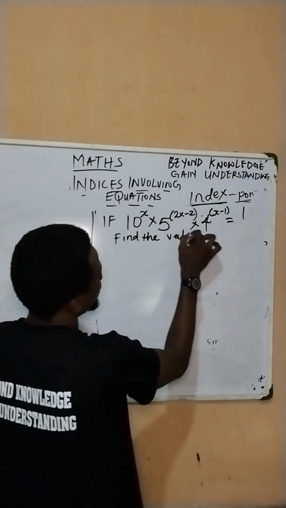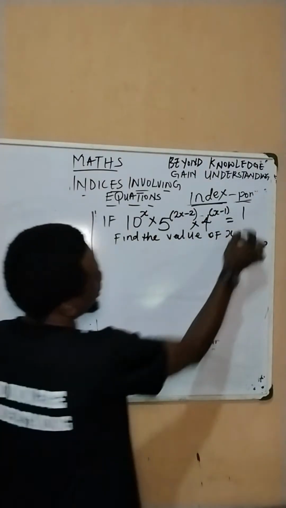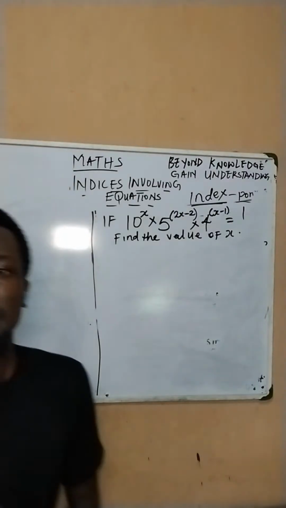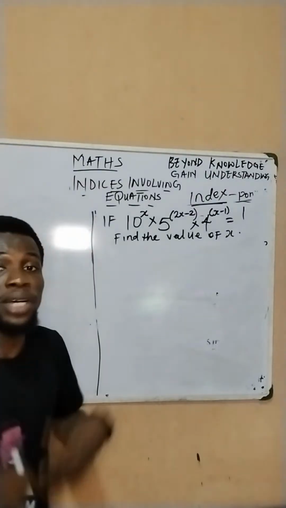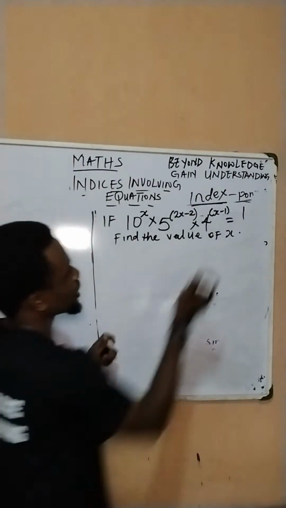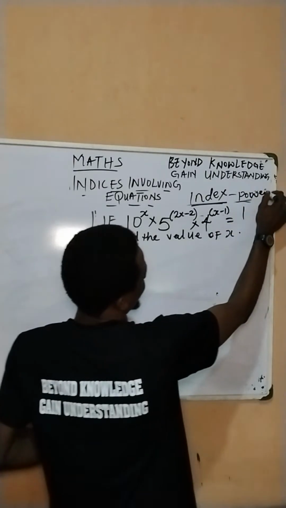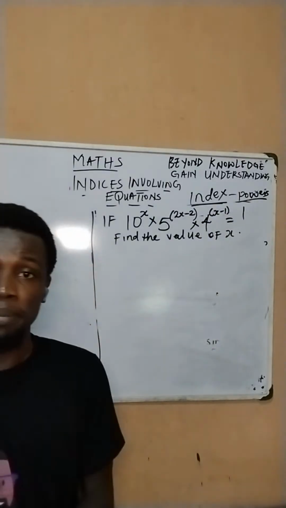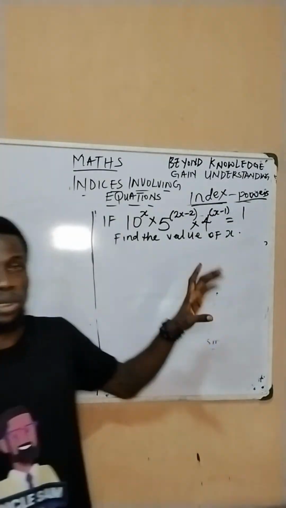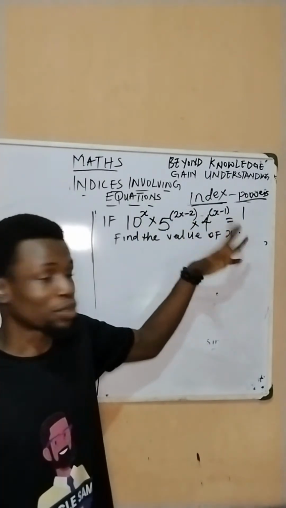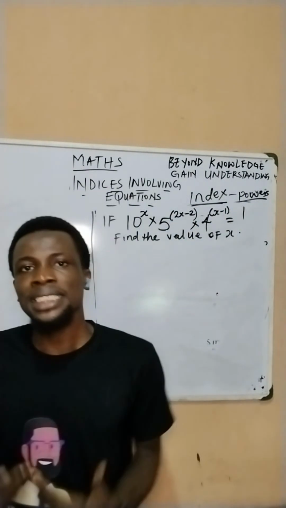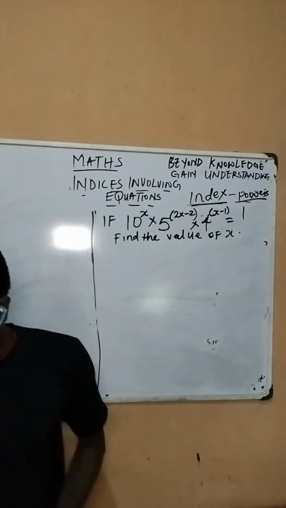Find the value of x. Like I said, this is an equation that has a touch of indices in it. Since indices is talking about index, and index talks about powers, and there will never be powers without a base, this is already spelled out for us, because you're having base 10 raised to the power of x, base 5 raised to the power of 2x minus 2, base 4. So it's already arranged in that particular format.